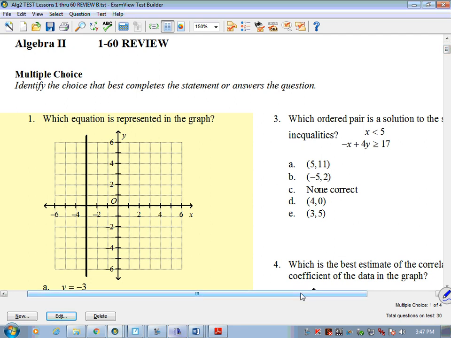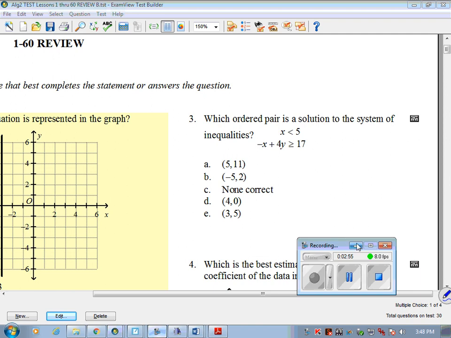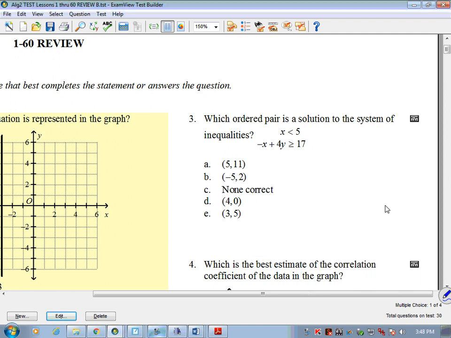Question number 3 comes from lesson 43, solving systems of linear inequalities. Which ordered pair is a solution to this system of inequalities? All right, this question is a little easier than it appears. We're looking for, and you could look down through here, because it says which ordered pair, we're actually not just solving, but we're going to be plugging in.